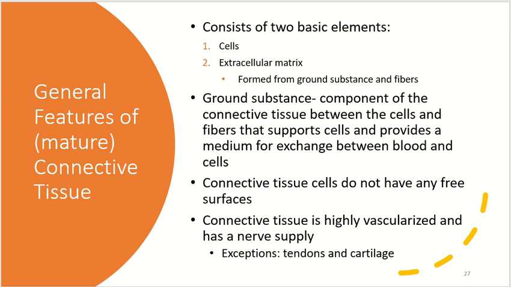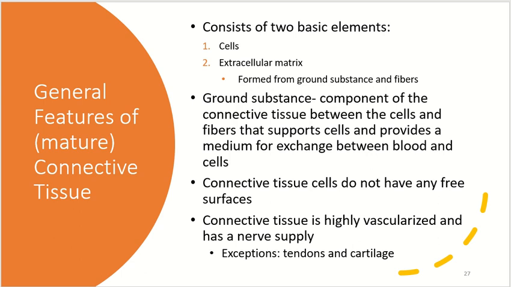There's going to be a couple of different features to mature connective tissue. We're going to focus primarily on, or exclusively on, mature connective tissue. The other type of connective tissue is fetal connective tissue, but that's a lecture for another class. So we're not going to worry about that. This mature connective tissue is going to consist of two basic elements.